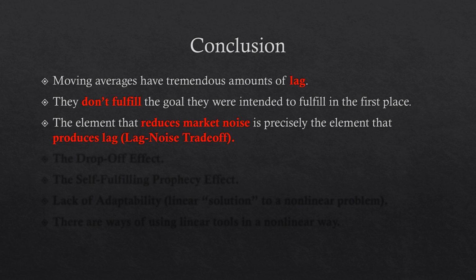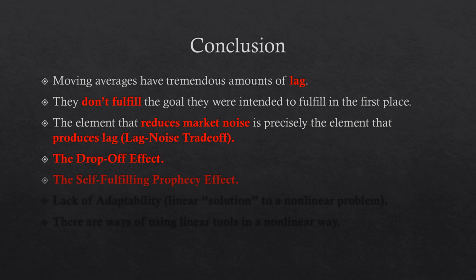Moving averages also have other terrible flaws like the drop-off effect and the self-fulfilling prophecy effect, which makes traders believe that the entire market will respect moving averages, while in reality, there are many other stronger forces acting on price. For instance, macroeconomic vectors or news events will annihilate any sort of support and resistance created by moving averages.